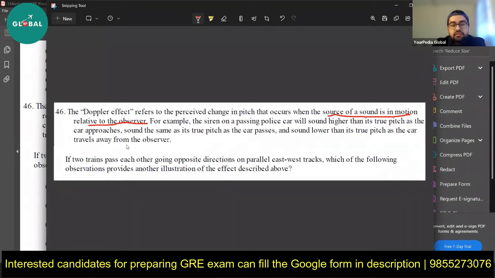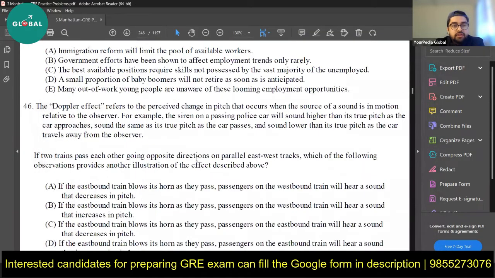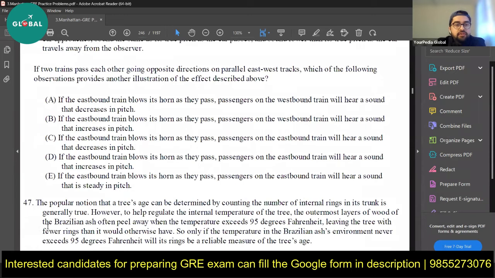If two trains pass each other going opposite directions on parallel east-west tracks, which of the following observations provides another illustration of the effect described above? So he will give some options related to moving trains. You have to tell which one is representing the Doppler effect. Okay, so let's go to the answer choices. What about the first one? If the eastbound train blows its horn as they pass, passengers on the westbound train will hear a sound that decreases in pitch.